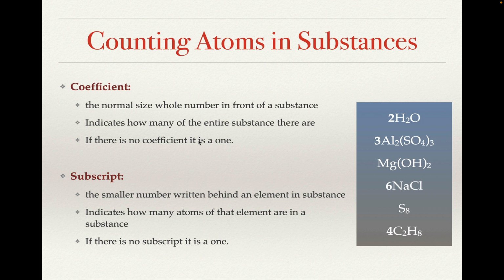If you don't see a coefficient, you assume it's 1. So right here on this magnesium hydroxide, there's no coefficient, but it just says we have one of these groups together. The subscript we've been using a bunch already, so that's not new to us. The subscript is the smaller number behind an element. It tells us how many atoms of that element are in that substance.